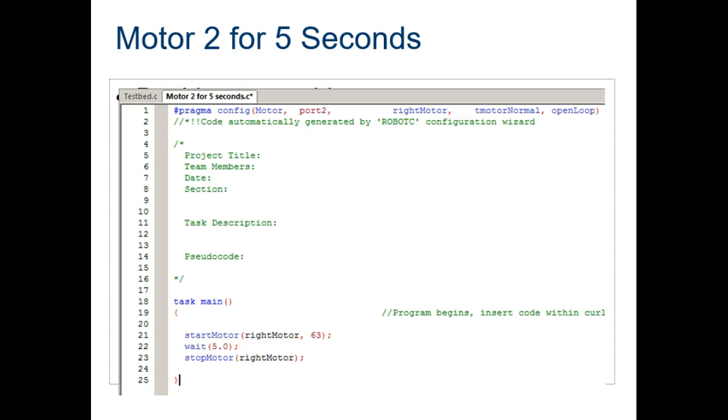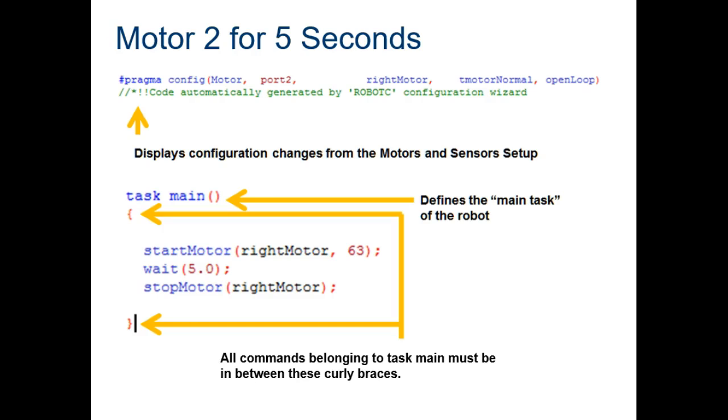All right, let's pause. Let's say we have a program, a really complicated one, that's going to turn on the motor for 5 seconds. The top part up here is the configuration of your microcontroller. That's the first thing it has to do. And then task main is like begin program.